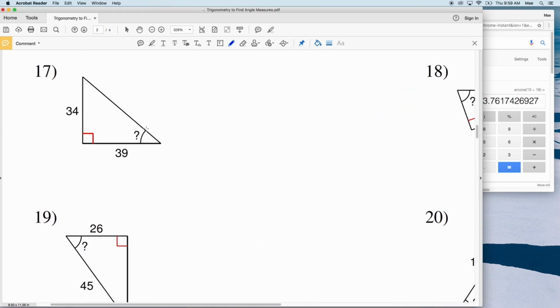In number 17, let's go ahead and call this angle R. For this triangle, we're given the side that's opposite R, and we're also given the side that's adjacent to R. So remembering SOHCAHTOA, we have O and A, so we're going to use tangent. The tangent of that angle R is equal to the opposite side length, 34, over the adjacent, which is 39.